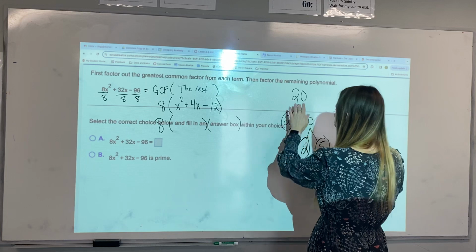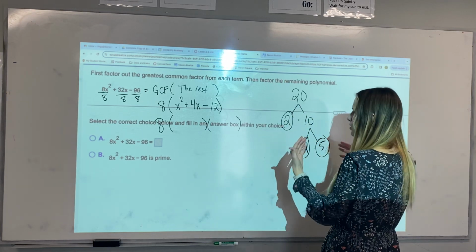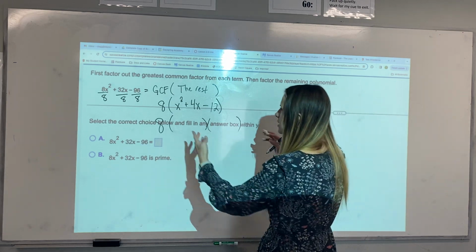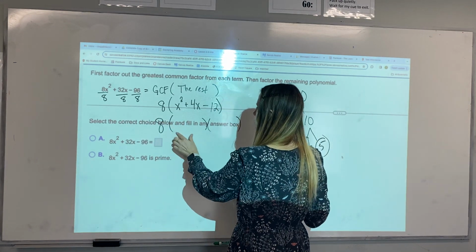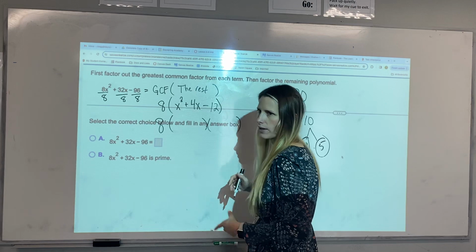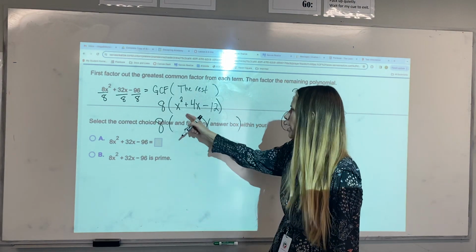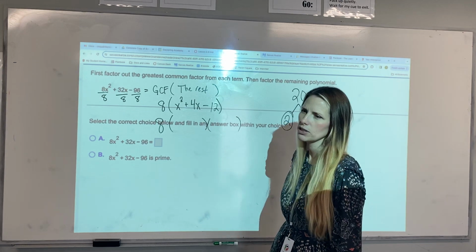So I used 20 as an example because I picked a number that will end up breaking up into 3 factors, 2 times 2 times 5. And this will break up into 3 factors, 8 times a binomial times a binomial. And that's all we can do. So how do we break up this trinomial into 2 binomial factors?